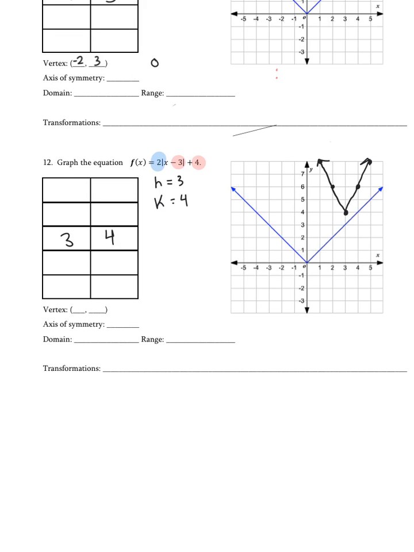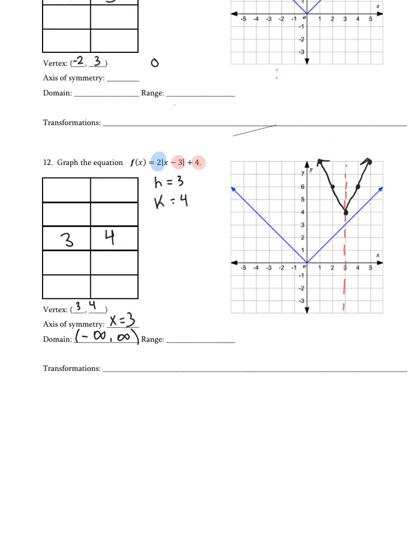Again, hit Control T in your calculator, pull up some other points that you want to plot. Okay, your vertex, we said it's at 3, 4. Your axis of symmetry is always x equals whatever the x value of the vertex is. So we're at x equals 3. That line would cut it like this. That line has an x value of 3. Your domain is always negative infinity to positive infinity.